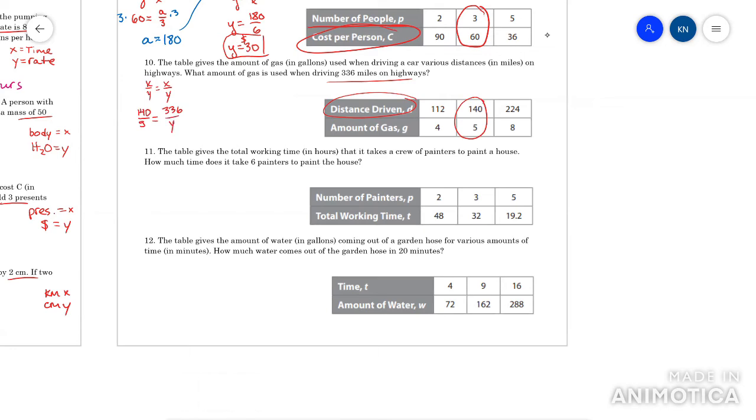So now it's a cross multiply. So when you cross multiply, 336 times 5 is 1680 equals 140 times Y. And so you'll divide by 140. And you'll get Y equals 12. And this is amount of gas in gallons. So my answer would be 12 gallons.